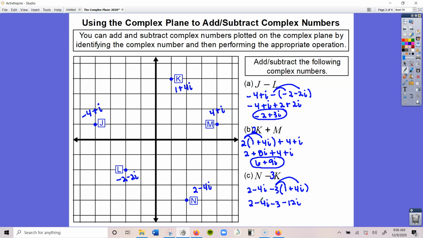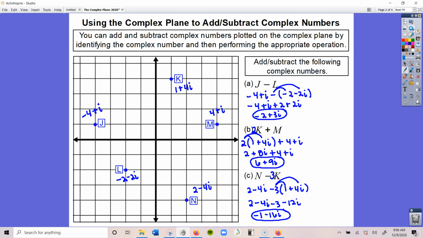And now we would combine like terms. 2 minus 3 is negative 1, and negative 4i minus 12i is negative 16i. So that's how we use the complex plane to perform operations, specifically adding and subtracting.